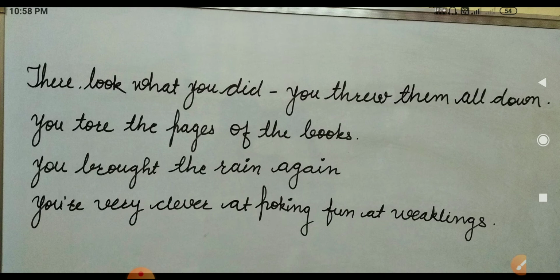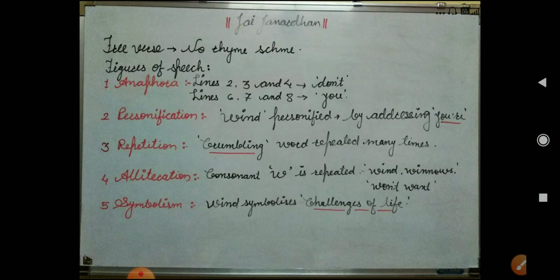Very shortly I'll summarize the whole figure of speech. See here, the whole literary devices. As I said at the start, this poem follows free verse, so there is no rhyme scheme. About 5 figures of speech are used by the poet. The first one is anaphora. Anaphora means a figure of speech in which about 2-3 lines get started with a particular word. So the second, third and fourth lines start with the word don't, and the 6th, 7th and 8th start with the word you.